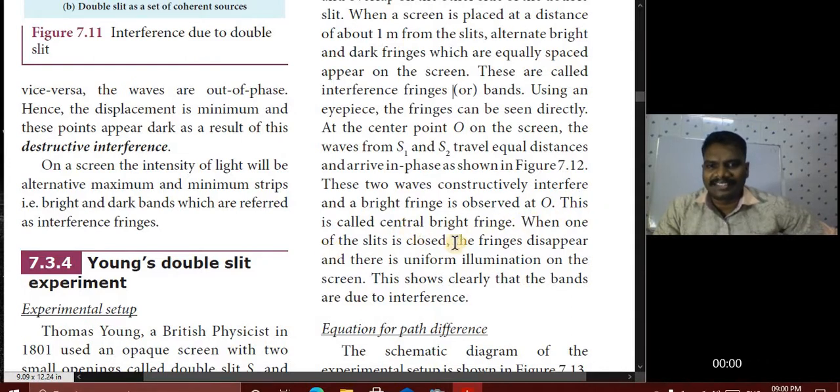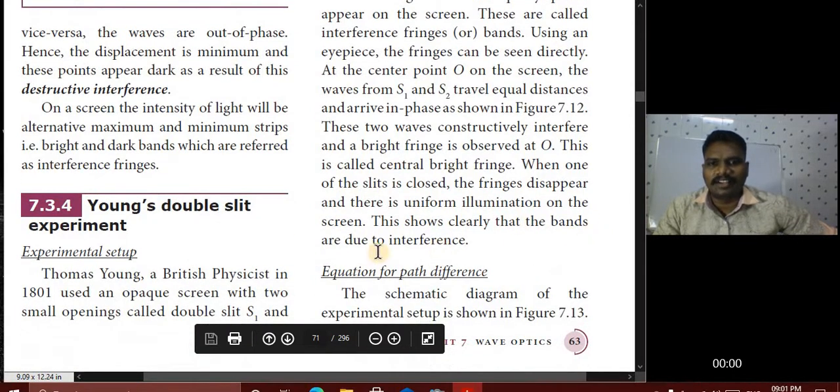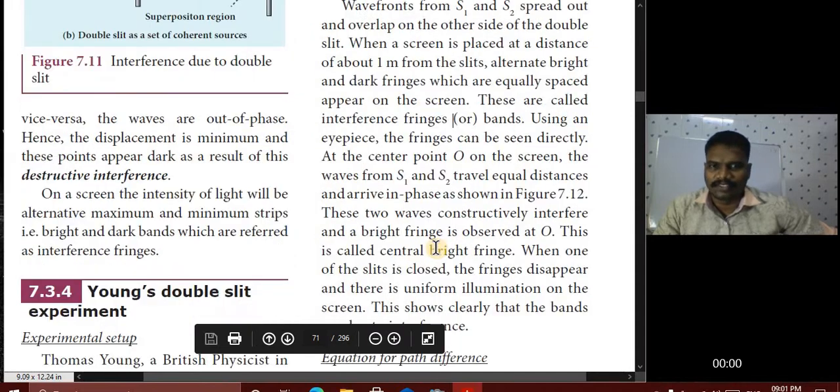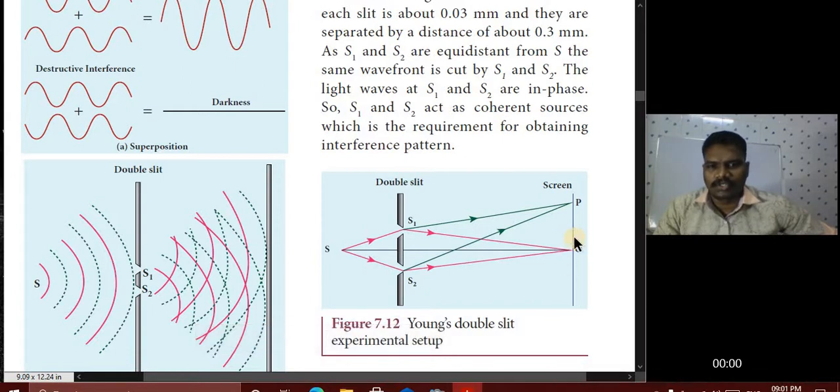When one of the slits is closed, the fringes disappear and there is uniform illumination on the screen. This shows clearly that the bands are due to interference. So, the central part of the screen obtains the white fringe, that means the bright fringe.